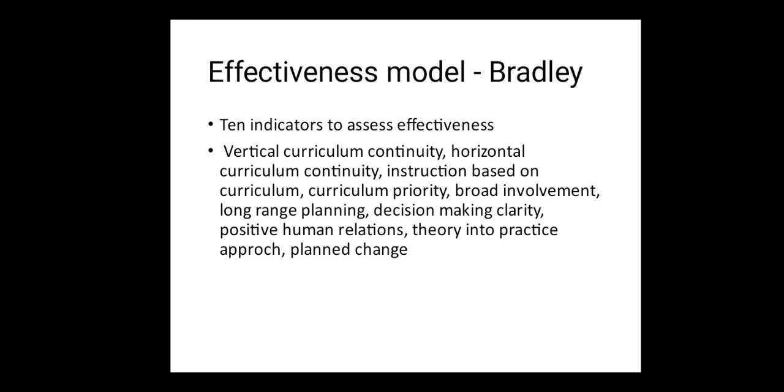So the 10 indicators are vertical curriculum continuity, horizontal curriculum continuity, instruction based on curriculum, curriculum priority, broad involvement, long range planning, decision making clarity, positive human relations, theory into practice approach, and planned change. So these are the 10 indicators proposed by Bradley in his effectiveness model.